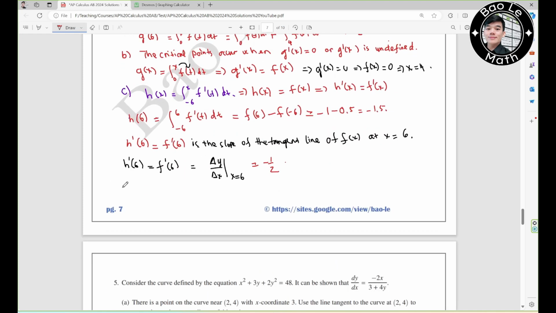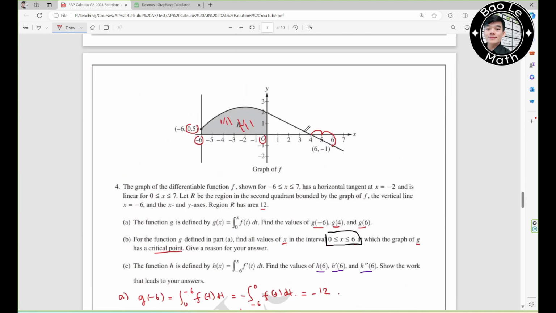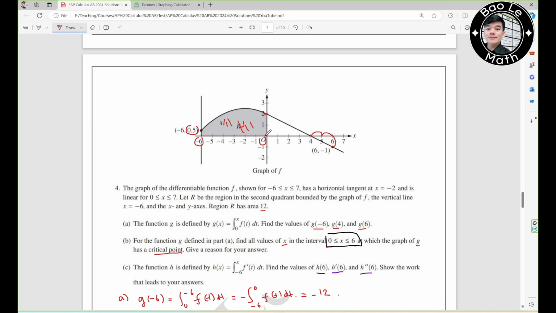H double prime of 6 equals F double prime of 6. Now we look at this one right here. From 0 to 6, this is the linear function. So suppose this one has the function f of s equals a s plus b. Now take the first derivative, f prime of s equals a. Now the second derivative of this one: the derivative of a constant should be 0.